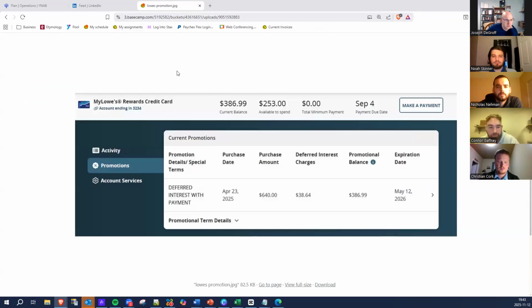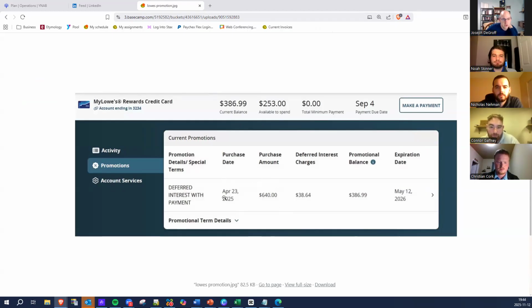Okay, so you can all see the screen. This is a 0%, and this is how some of them work. This is not all of them, this is some of them. So you always have to check on which one you have.